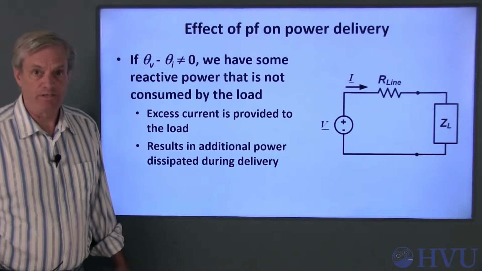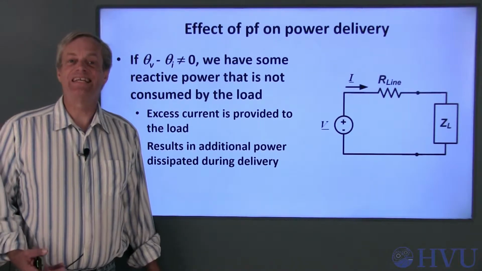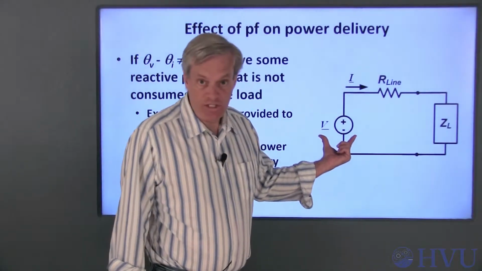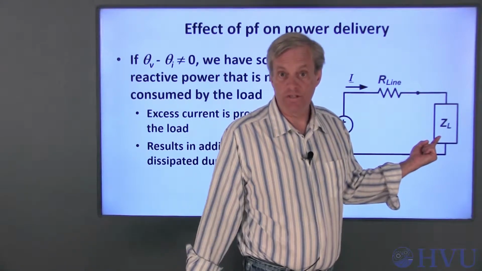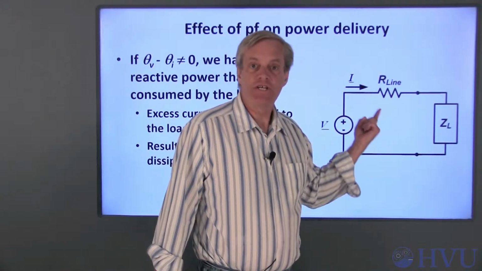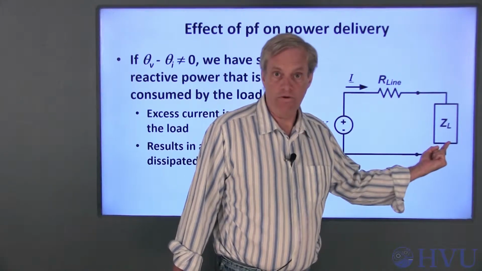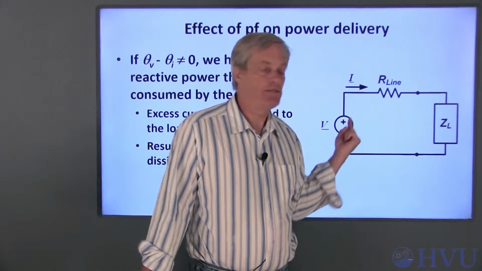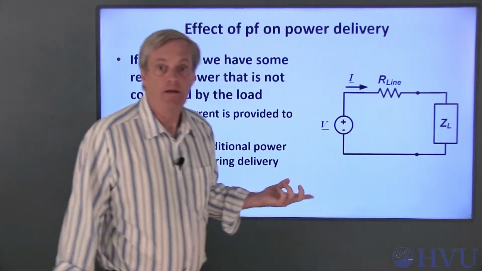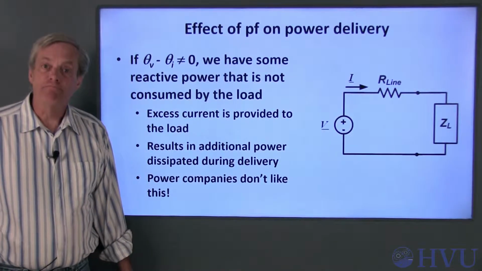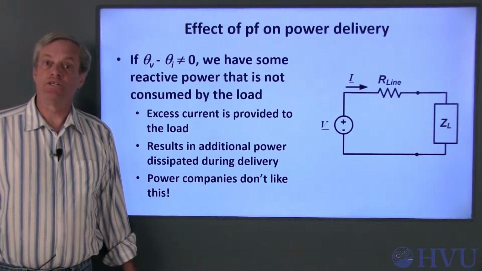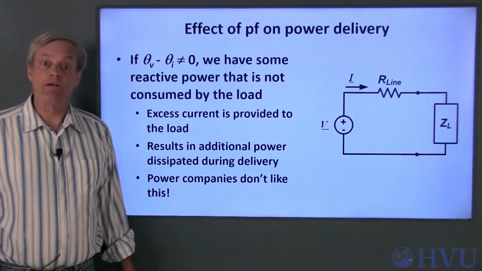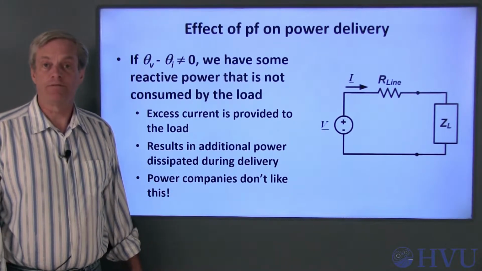The problem with this, from the power company's point of view, is that it isn't actually free for them to send you power. If this is the power company's generator and this is your factory that's consuming power, there's always a transmission line between the generator and the load. This transmission line will have some resistance, so power will be dissipated during the transmission process. The power company is spending money to send power to you that you're just sending back to them again. Understandably, they don't like this, so they may require you to improve your power factor.